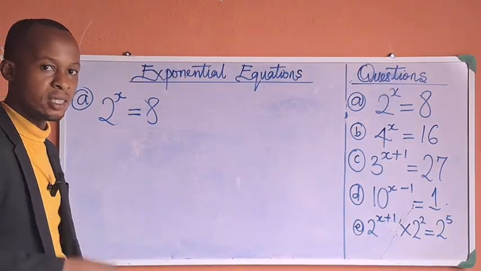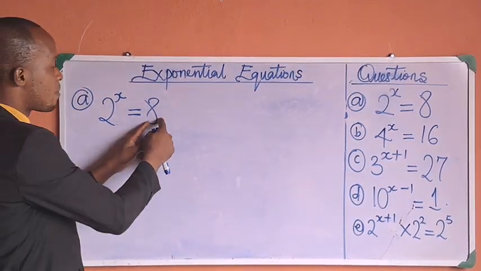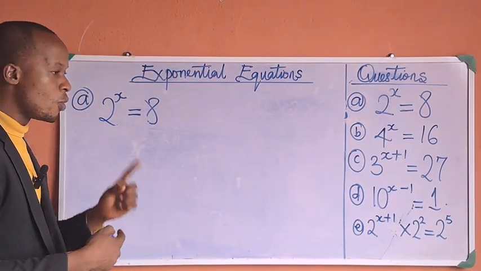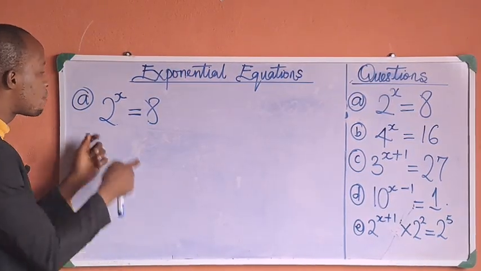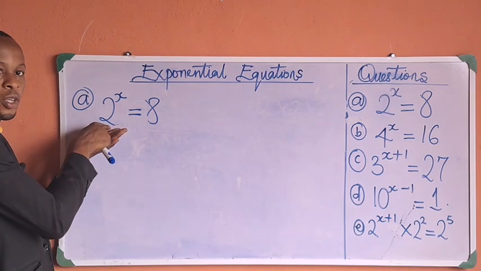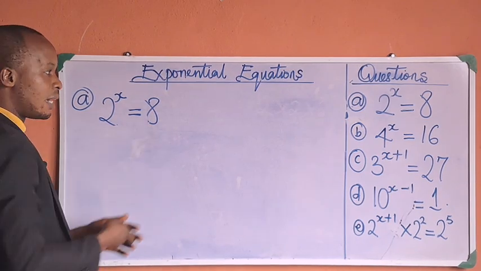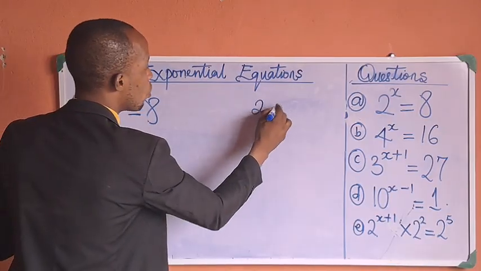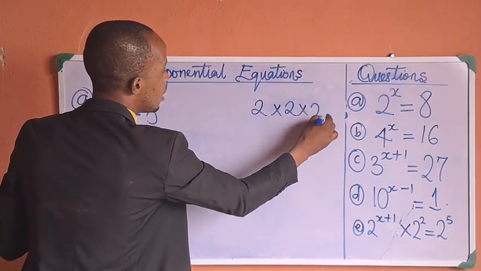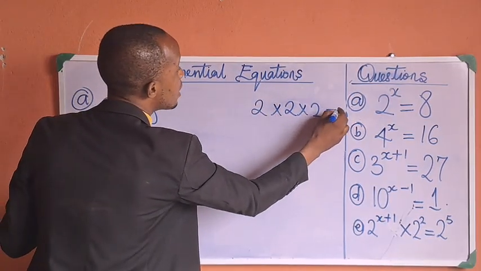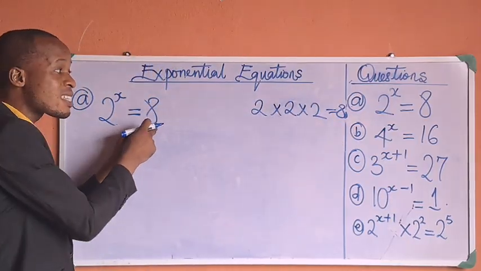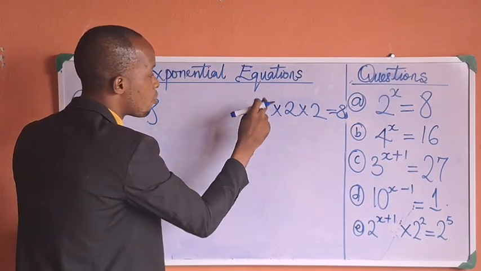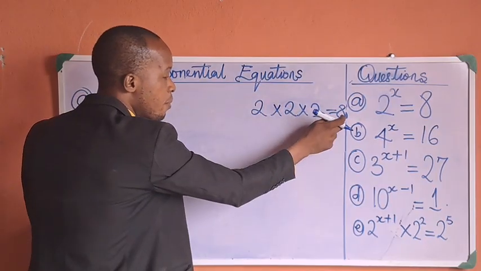How do we achieve that? We have to express 8 as a power of 2. What do I mean by that? You are going to look at the number of times you can multiply 2 to give you 8. And simply put, if I multiply 2 by itself 3 times, I will simply get 8, which is on the other side of the equation. 2 multiplied by itself 1, 2, 3 times gives me this 8.